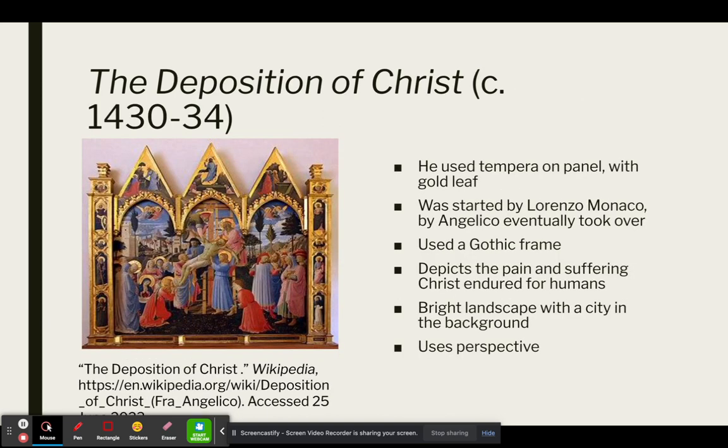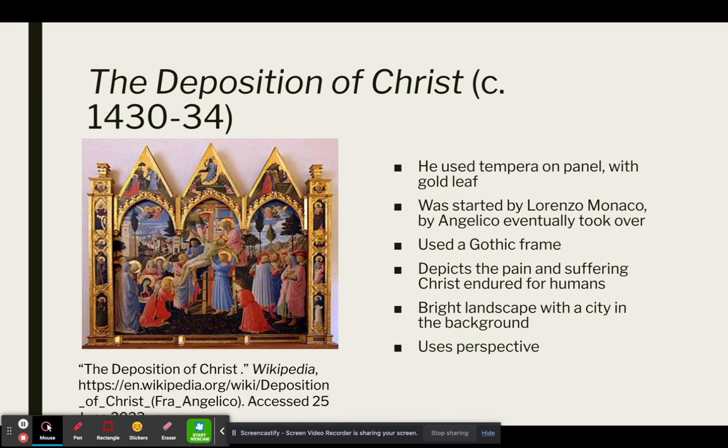The next painting is the Deposition of Christ. By the 1430s, Fra Angelico was a leading artist in Florence. His technique started to become very complex at this point. He used tempera on panel with gold leaf for this art, which was similar to Madonna of the Star. This artwork was originally started by Lorenzo Monaco, but Angelico eventually took over.